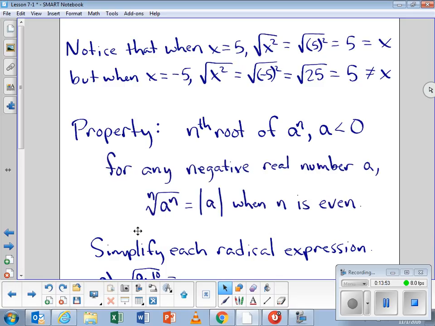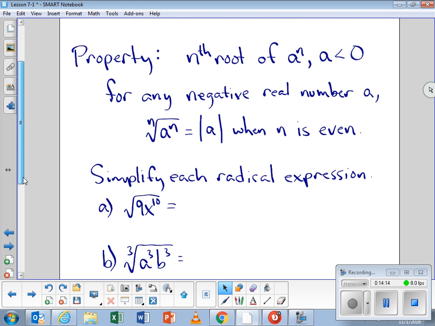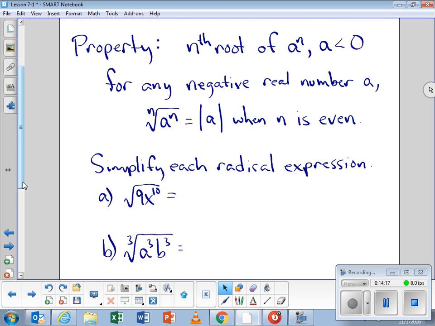The nth root of a to the n when a is less than 0. So a, our radicand, is a negative number. For any negative real number a, the nth root of a to the n is equal to the absolute value of a. So we have to end up with a positive number. We can't take the square root or the even root of a negative number, can we? So we have to throw absolute values in there when n is even. Okay?